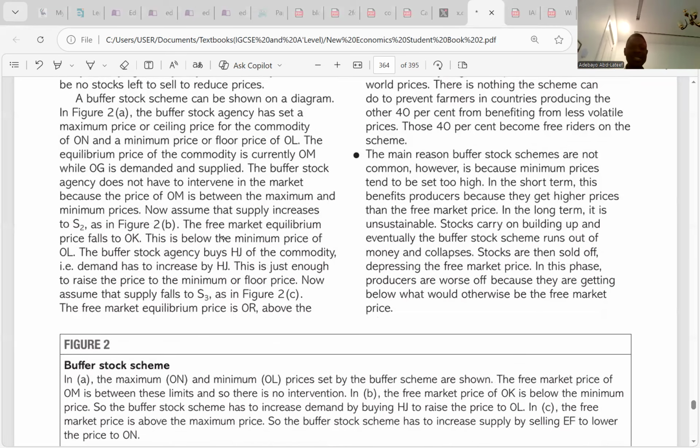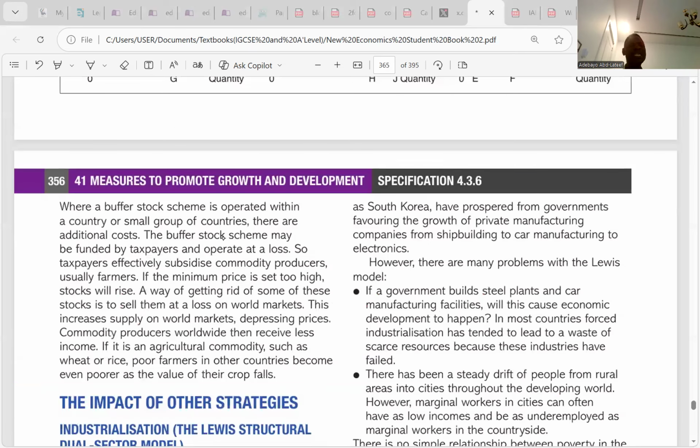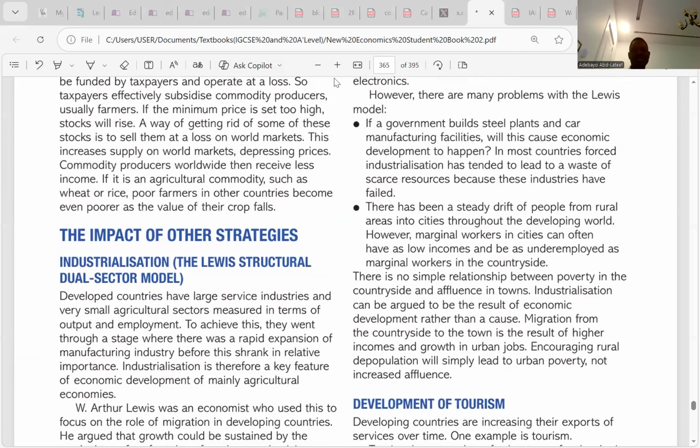So on this note, we end today's lesson. So in the next class, we're going to talk about the impact of other strategies. So we're done with interventionist strategies and pre-market strategies.